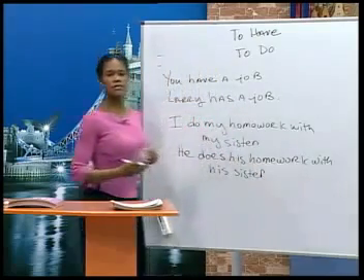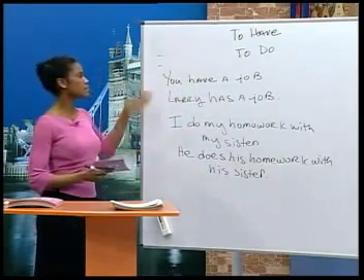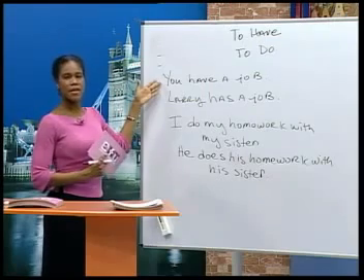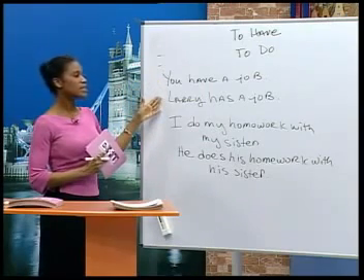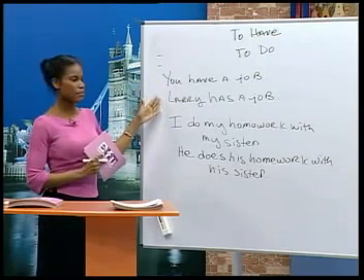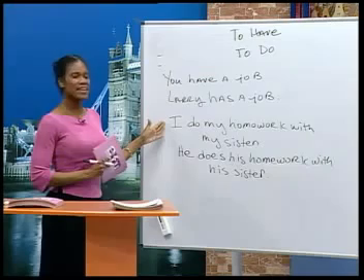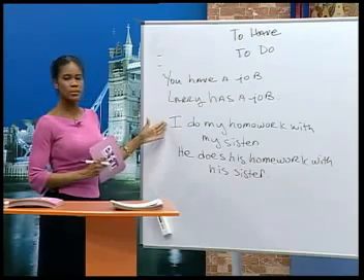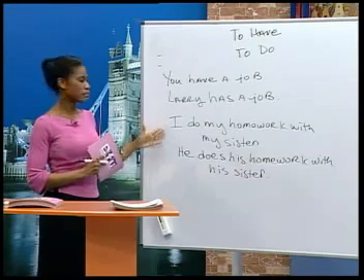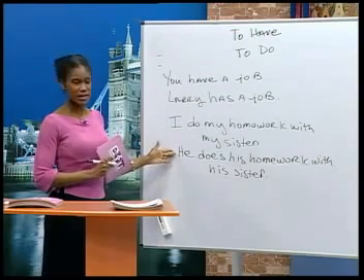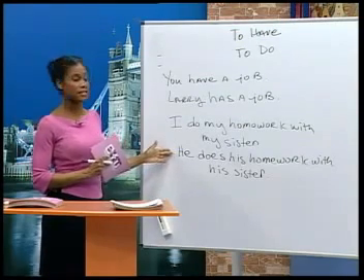Let's review the examples of these irregular verbs. You have a job. Larry has a job. I do my homework with my sister. He does his homework with his sister.